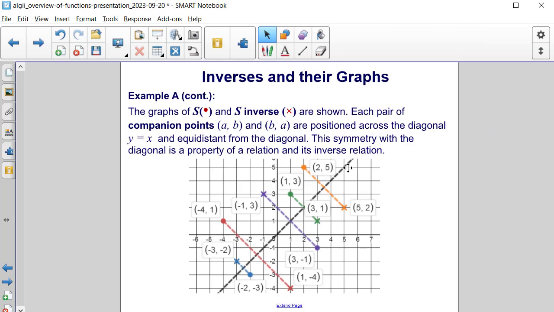In the coordinate plane below, the graph of S, which are all points, look like little dots, and S inverse, which are x's, are all shown. Each pair of companion points, A, B, and B, A, are positioned across the diagonal y equals x and are equidistant from the diagonal as we've shown when we originally graphed S inverse. This symmetry with the diagonal is a property of a relation and its inverse relation. They will always be equidistant from the diagonal line y equals x.